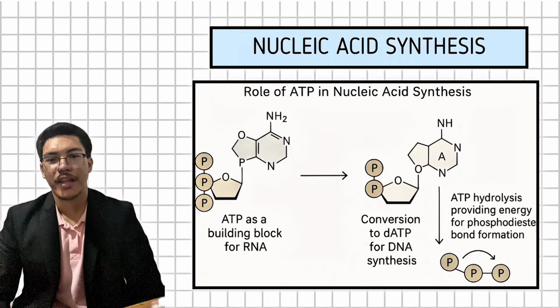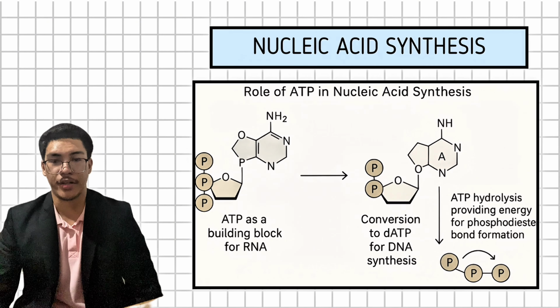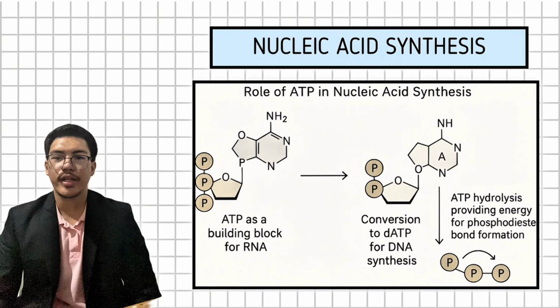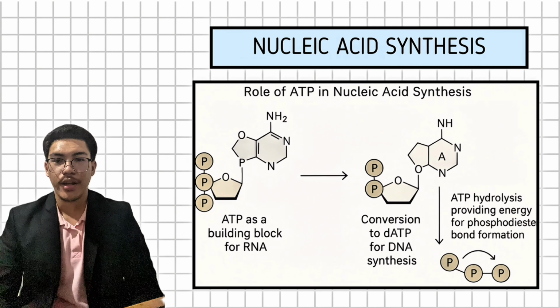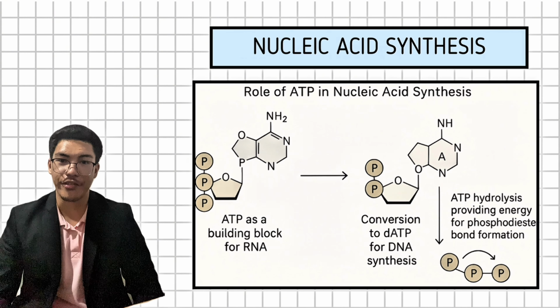Here's a fun fact. ATP is part of your genetic material too. During RNA synthesis, ATP is actually used as one of the nucleotides. For DNA, ATP first turns into dATP, then becomes part of your genetic blueprint. So your energy molecule isn't just powering the cell, it's also writing instructions for life.